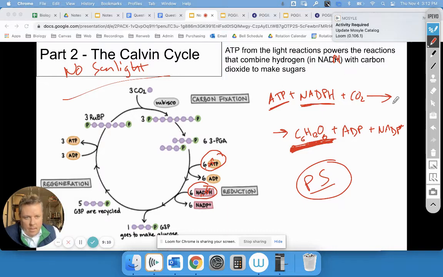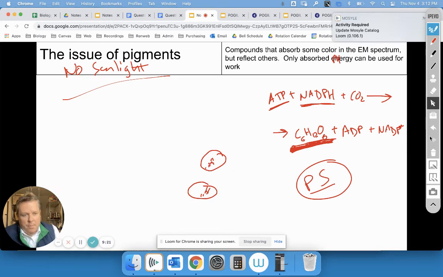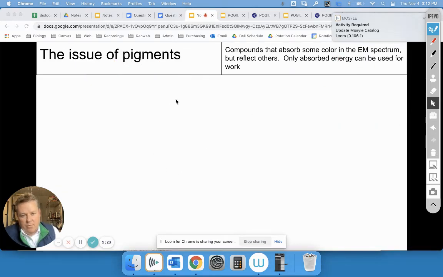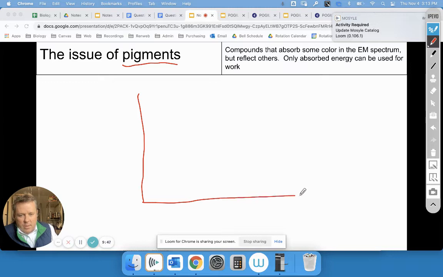That being said, I think there's something that is really important to understanding how photosynthesis works, more important than even all of this stuff right here, is understanding pigments and absorption and reflection. Okay, so a pigment is a molecule, just a chemical compound that interacts with light. Compounds that absorb some colors of the electromagnetic spectrum but reflect others, and only absorbed energy can be used for work. So it turns out you can make a graph for this, and this is a graph that you will guaranteed see on whatever test or quiz we happen to do.